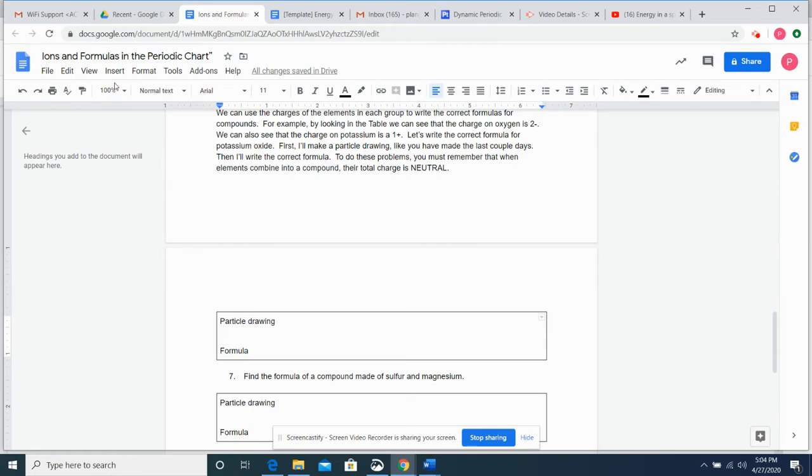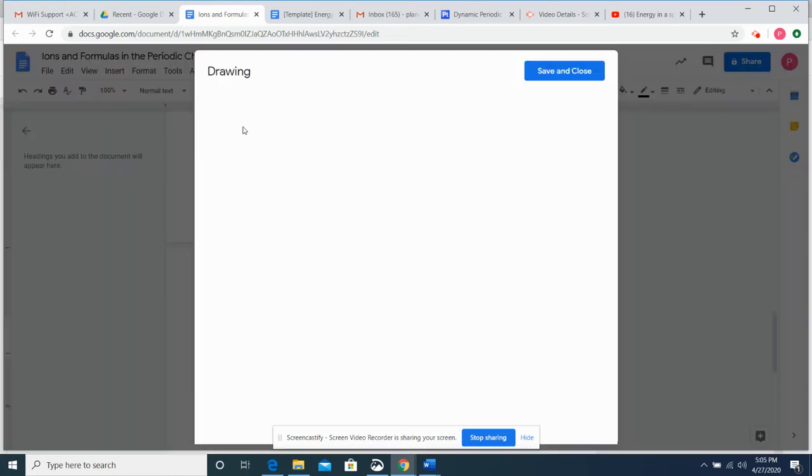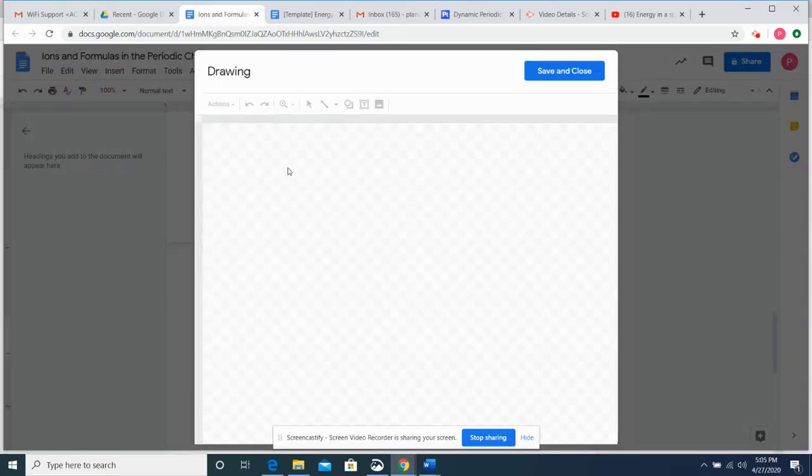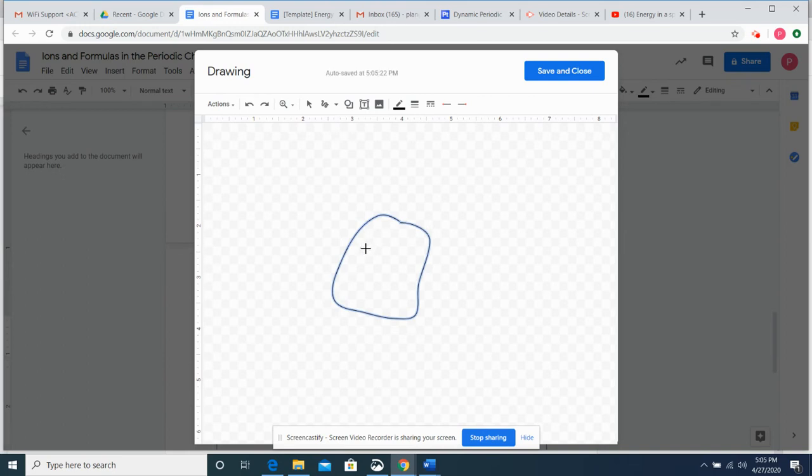So I'm going to go up into Insert, and I'm going to go to Drawing. I'm going to go to New. We're going to make a potassium oxygen compound. All right, so I'm going to first make the drawing of the oxygen. I'm going to go ahead and write that right here. And I know that the oxygen is a -2, so there are two negative charges in my oxygen.